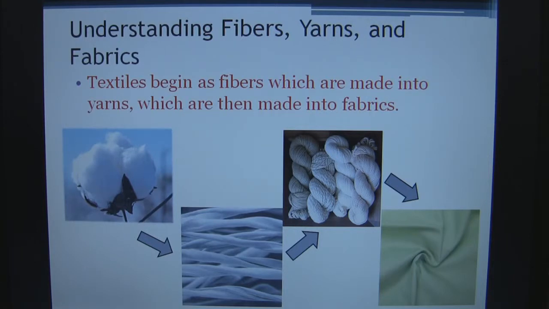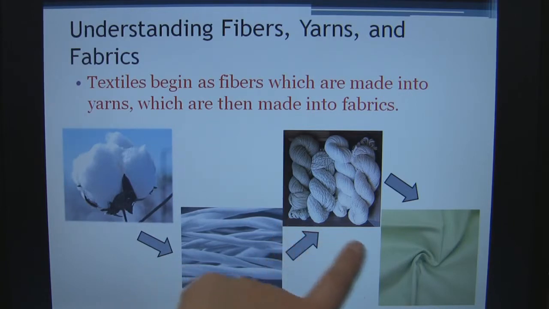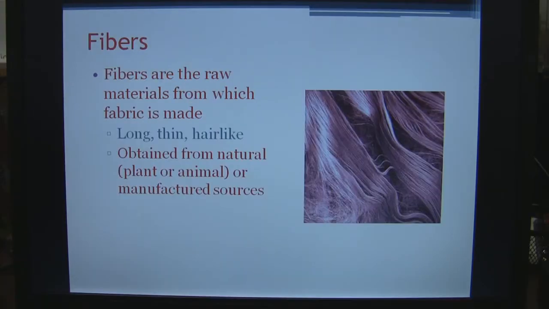But as you can see here, we have a cotton plant. If you take a good look at cotton fibers magnified, you see it's long single strands. And then those strands are combed out and twisted to make yarns. And then that yarn is either woven or knit to make fabric. All the way back to the basics, fibers are raw materials from which fabric is made. The cells are long, thin, and very much like hair.